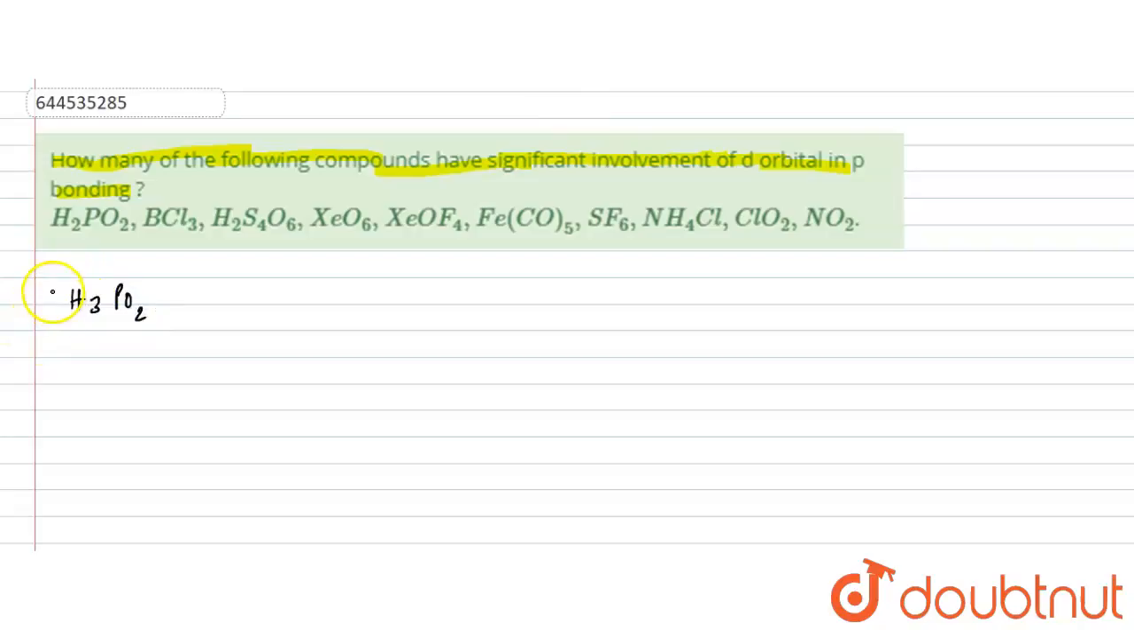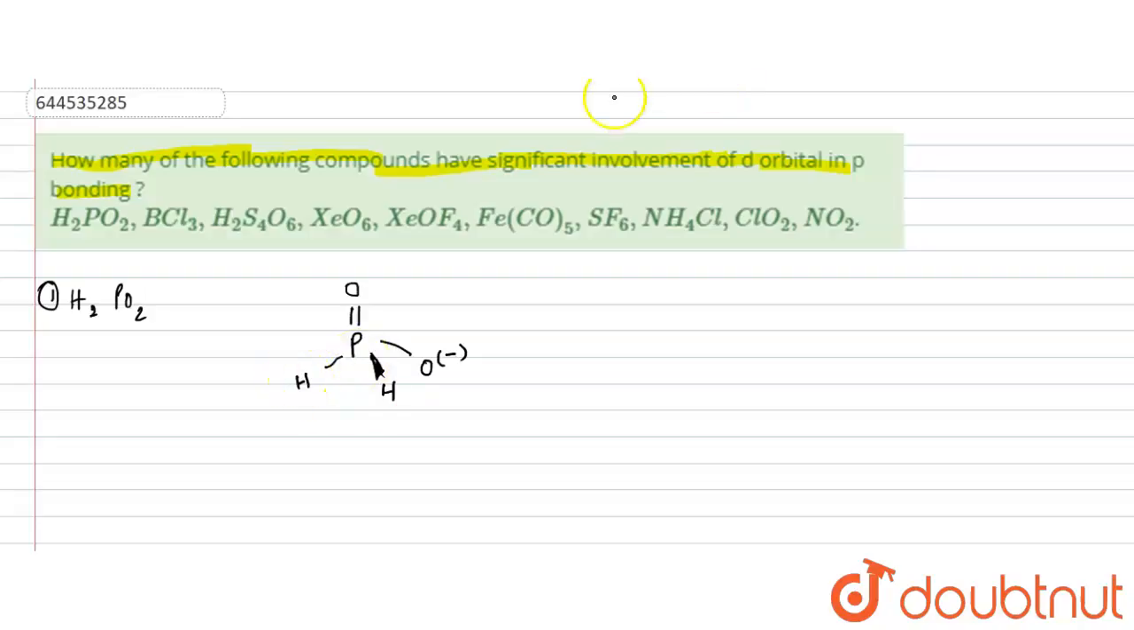So the first structure is of H3PO2. Let's draw its structure. Phosphorus is the central atom. O is linked with a double bond, and then you have hydrogen here, and one more hydrogen like this, and finally you have O minus here. So this is the structure of H3PO2.